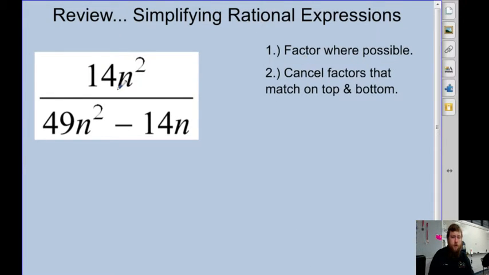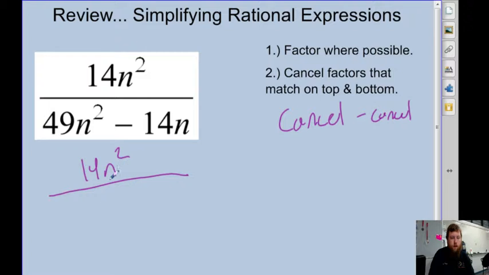We want to factor when possible on the top and bottom, and then cancel factors that match on top and bottom. We called this cancel. So they have to match on top and bottom. On the bottom right here, the top can't be factored. The bottom, we can factor out a 7n. So I'm going to rewrite this fraction as 14n squared over 7n times the quantity 7n minus 2.